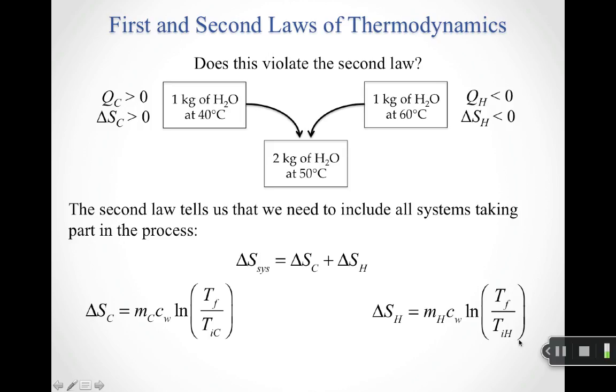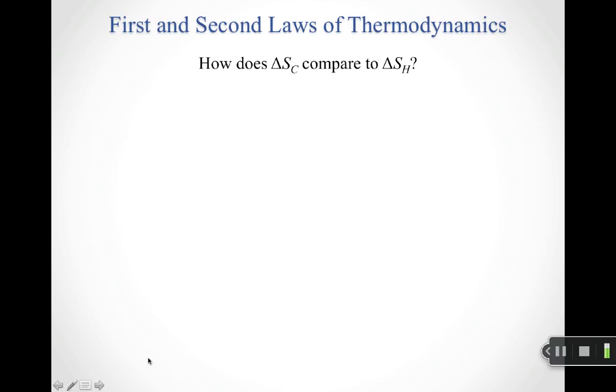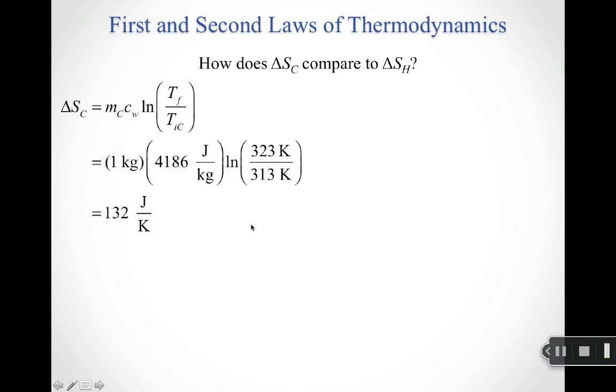Same thing over here. I have a specific heat process that the hot water undergoes, so I can use mass of the hot water times the specific heat of water times the natural log of, again, the final temperature in Kelvin divided by the initial temperature of the hot water in Kelvin. I know that, again, Q was positive for the cold water, it was negative for the hot water. So I know that the entropy change has got to be positive for the cold water, and negative for the hot water. And so really whether or not I'm violating the second law of thermodynamics comes down to which one of these values is larger. And so the easiest way to do that is just to go ahead and do the calculations.